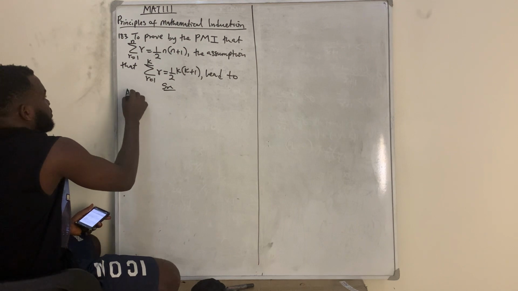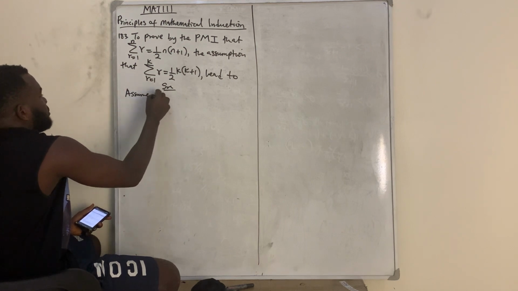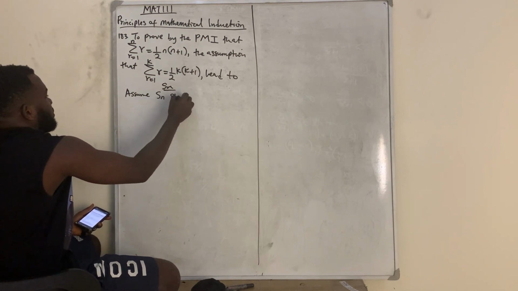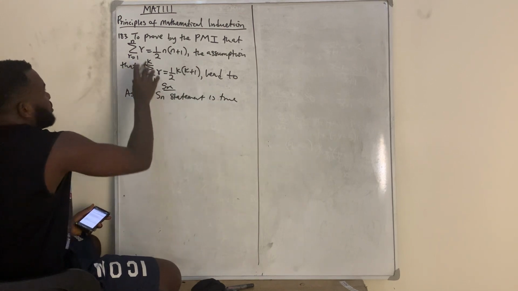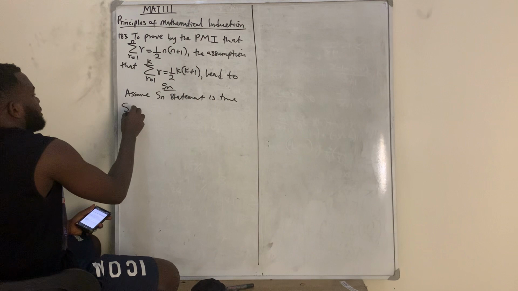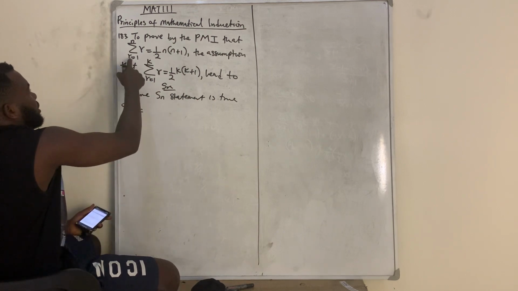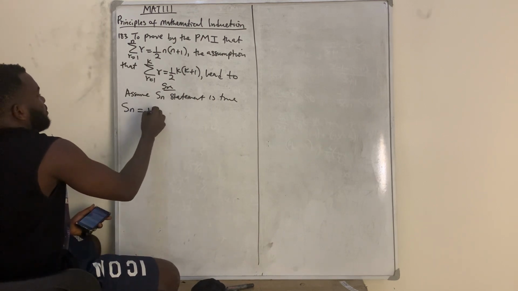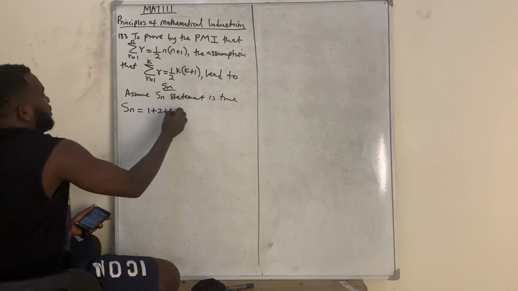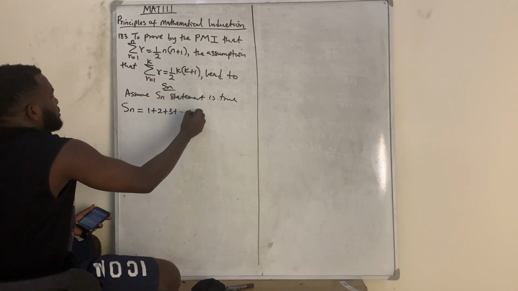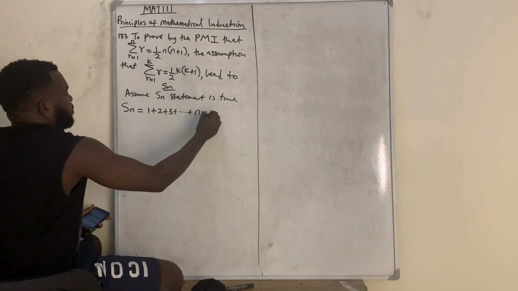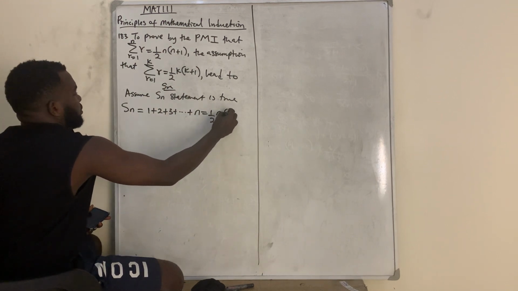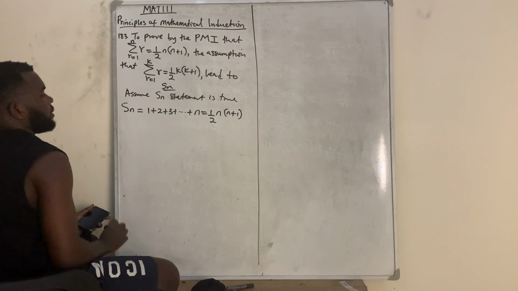The first thing you do is you assume that the Sn statement is true. So how do you do that? Just repeat this question. Just say that Sn is equal to 1 plus 2 plus 3 plus dot dot dot plus, then put your n, because you start from 1 to n, is equal to 1 over 2 n into n plus 1. Okay, that's the first thing.